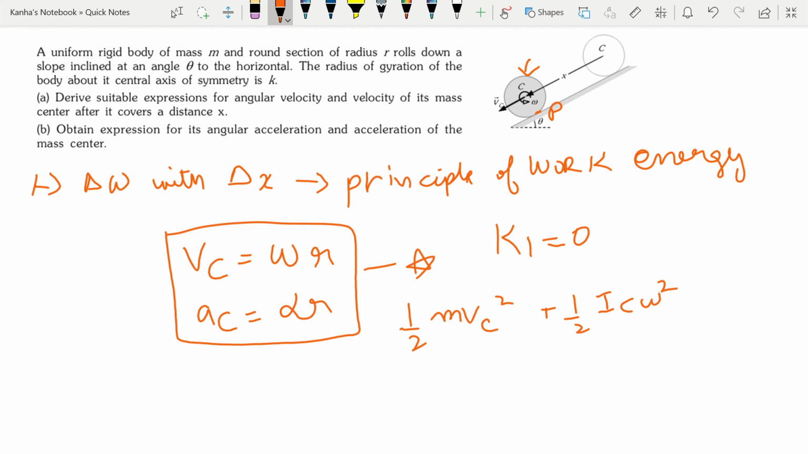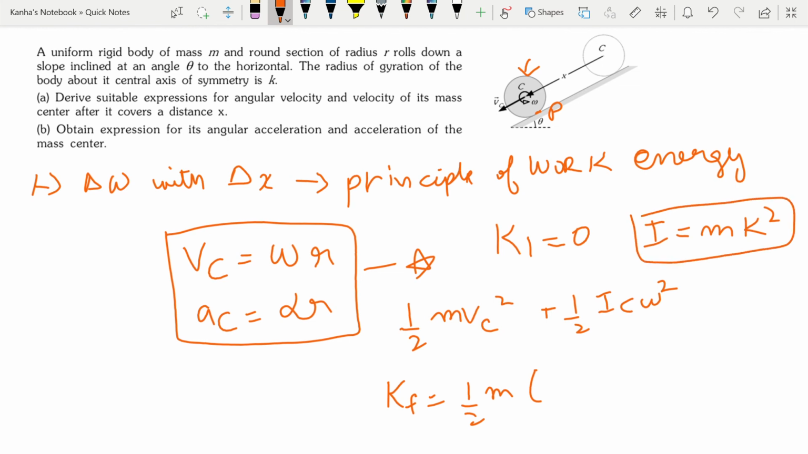Now you've given the radius of gyration as k, so you can easily substitute the value of Ic as m k square. So this gives you that the final kinetic energy is half m into, if I substitute Ic equal to m k square, half m (r square plus k square) into omega square, using that Vc is equal to omega r.